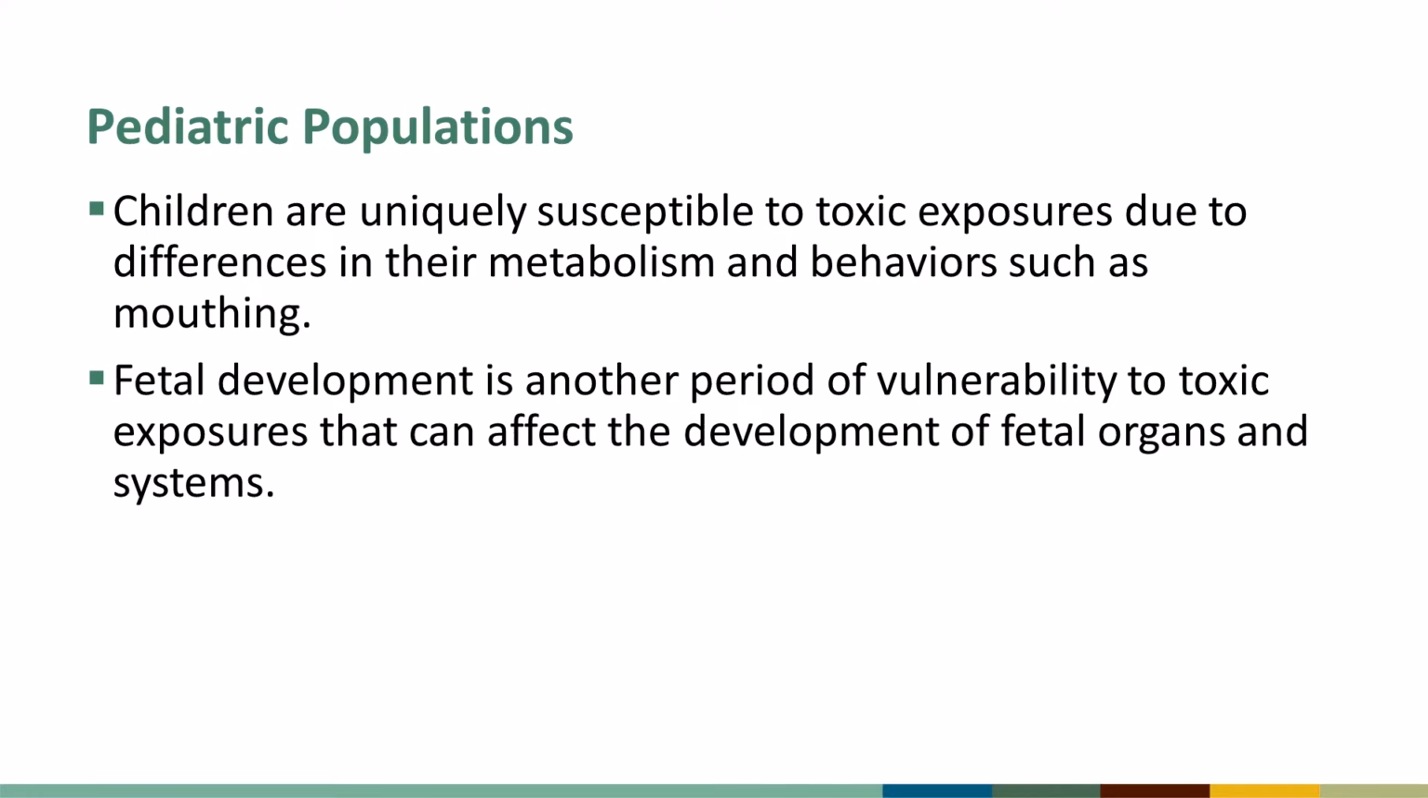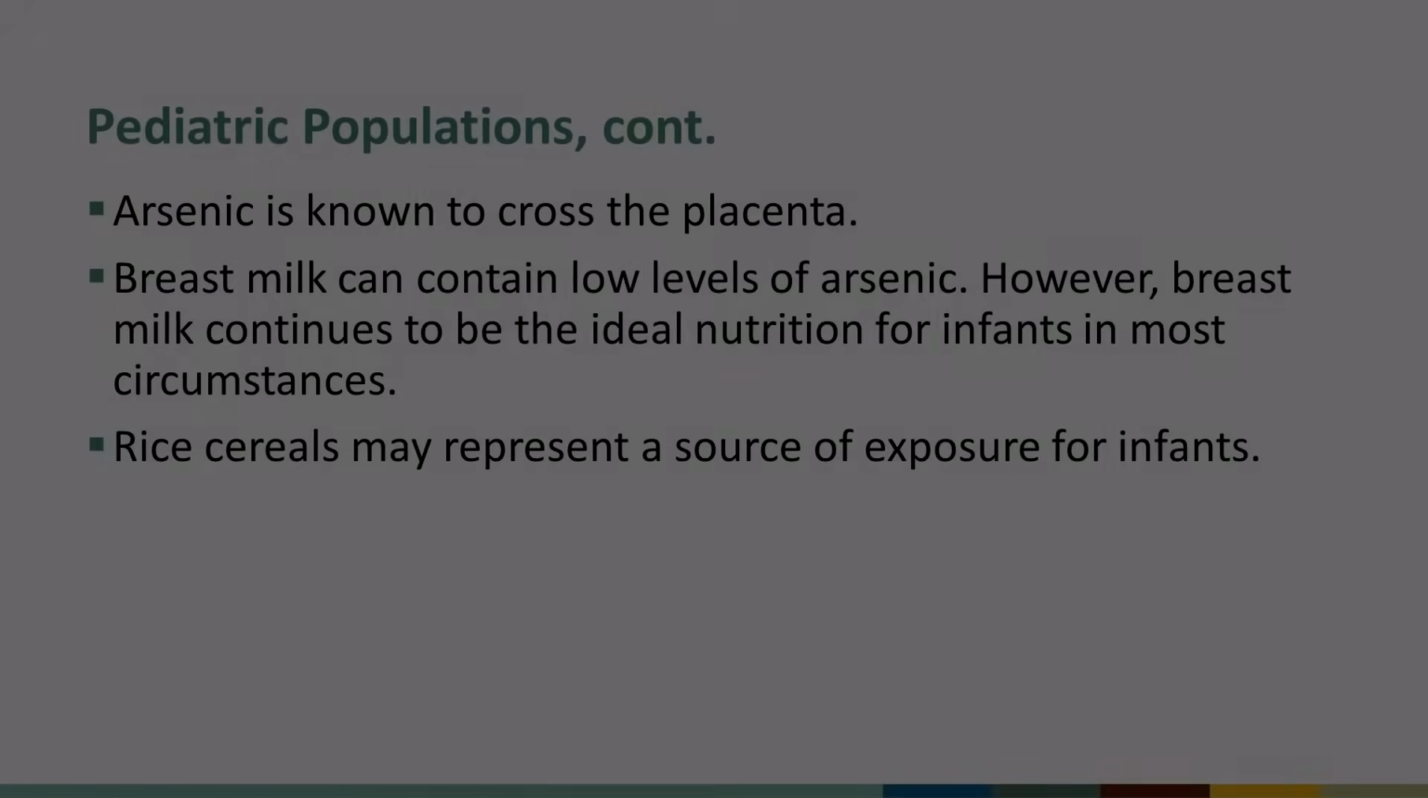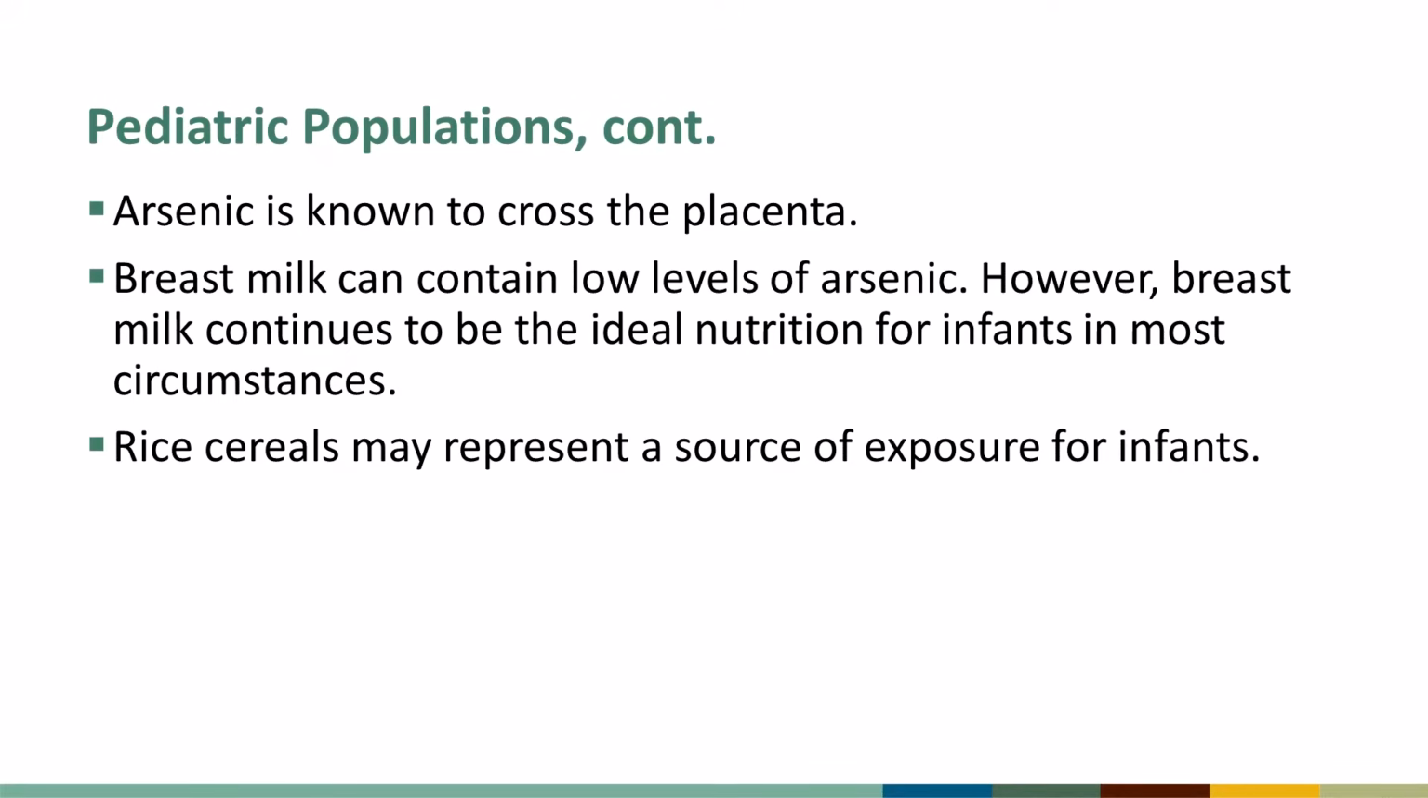Fetal development is another period of vulnerability to toxic exposures. Exposure to hazardous substances in utero can potentially affect the development of fetal organ systems. The arsenic exposure pathway varies depending on the child's developmental stage. Arsenic is known to cross the placenta, and the levels of arsenic in cord blood closely approximate those in maternal blood. There is growing evidence from human and animal studies that exposure to inorganic arsenic during prenatal development could increase the risk of adverse health effects. These adverse effects include impaired development in utero and neurodevelopmental toxicity in infants and young children.